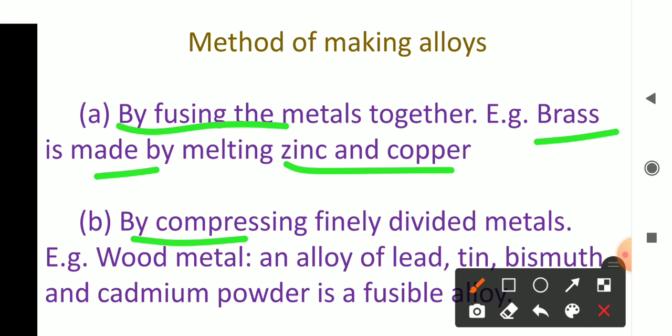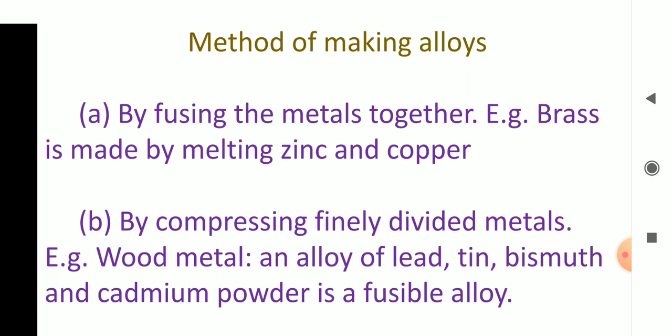My dear students, what are the methods of preparation of alloys given here? There are two methods given. What is the method number 1? By fusing the metals together. We have to take the metals and allow them to fuse together. As a result, we can produce an alloy. Then secondly, by compressing the finely divided metals. The metals have to be divided to a very finely powdered form, and then they have to be added together, so that we will get an alloy. So these are the two methods.